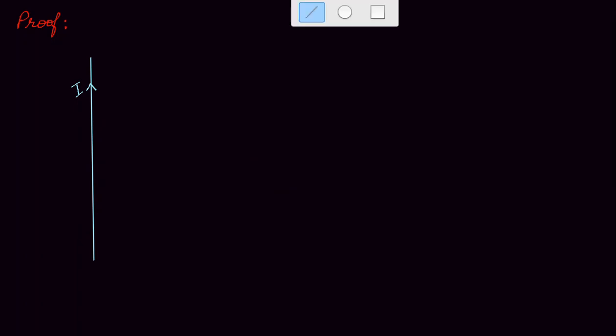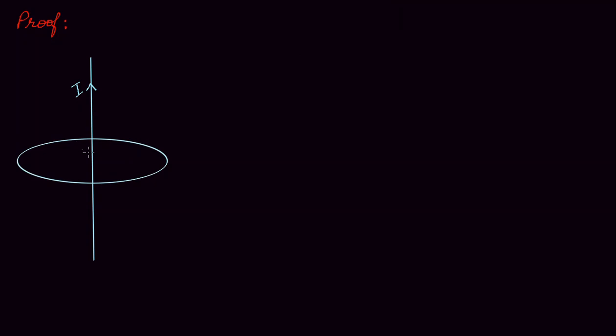So we take this kind of a closed loop. Alright, and the radius of this loop is, let's say, r. That means from this point to this point, the radius is r. Okay, now tell me what will be the direction of magnetic field on this loop. So let us imagine this loop to be on this plane.